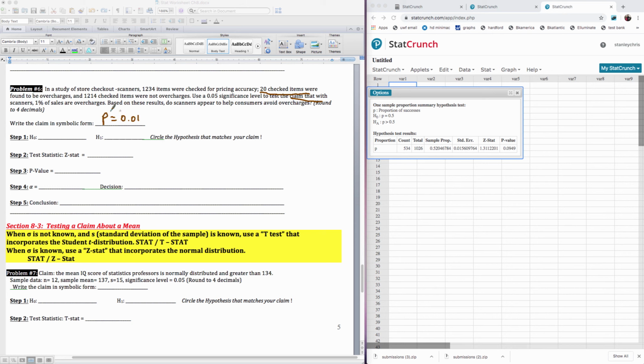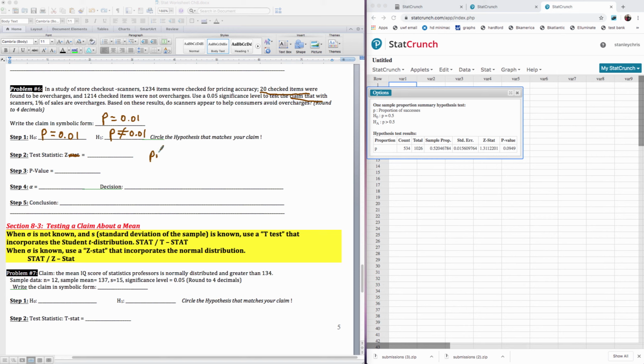So since the claim was an equality, we're going to put claim equals 0.01. Now the alternative, you're looking for direction. Like, do we think there's more than 1% of overcharges, less than 1%? They never give that, so this is a not equal to. That part could be a little tricky, so make sure you really, really want to practice.